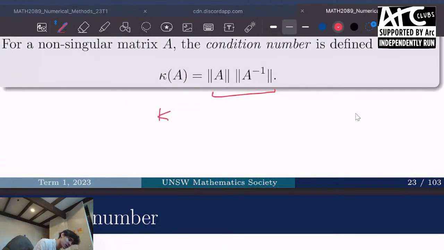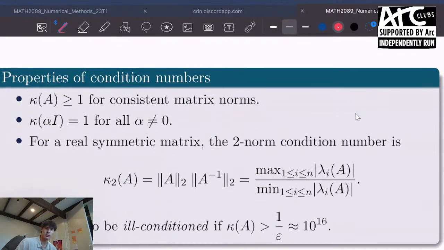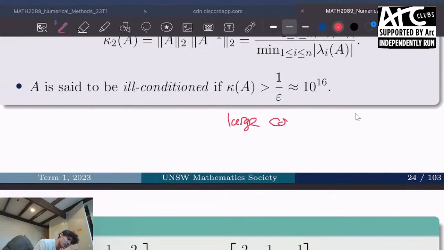Oftentimes we'll need to specify condition numbers with respect to a certain P norm. For example, this would be the 2 condition number of the matrix A. Now with real numbers, we'd expect this product to equal 1, but with matrices, it's not necessary that it equals 1. In fact, it should equal 1 for the identity matrix. However, for all consistent matrix norms, we expect it to be greater than or equal to 1. A matrix is said to be ill-conditioned if it has a very large condition number. And we'll see what ill-conditioned means soon.